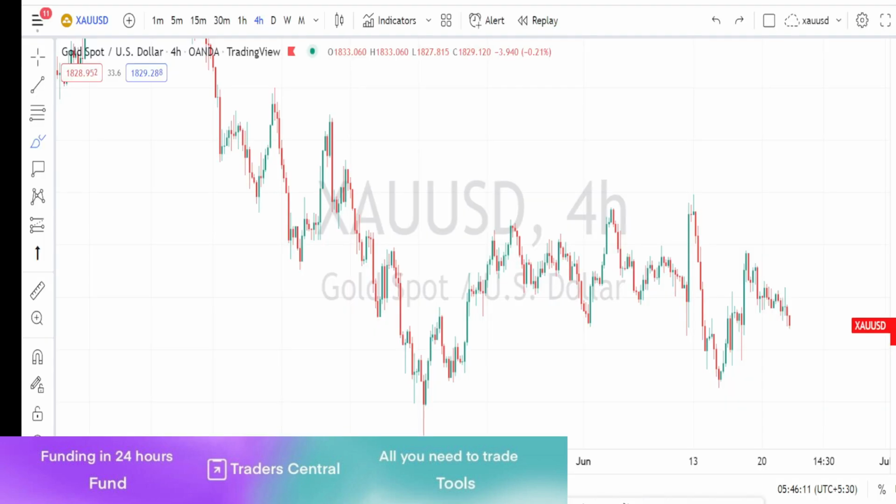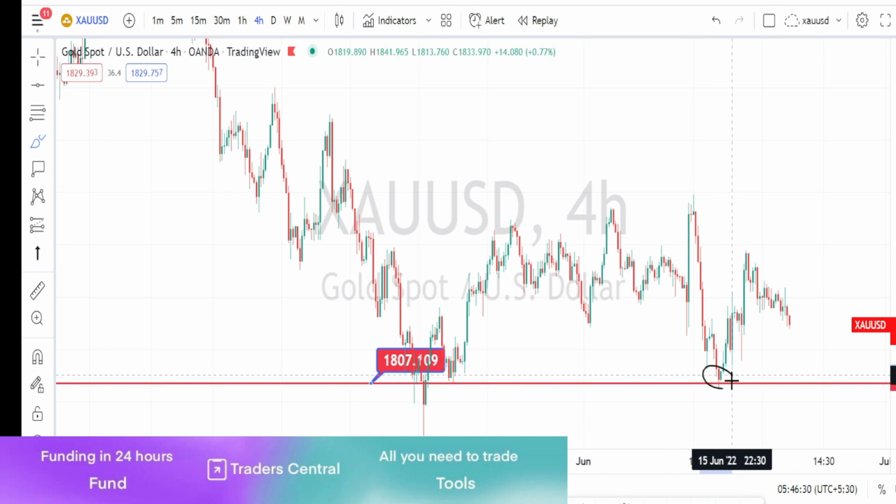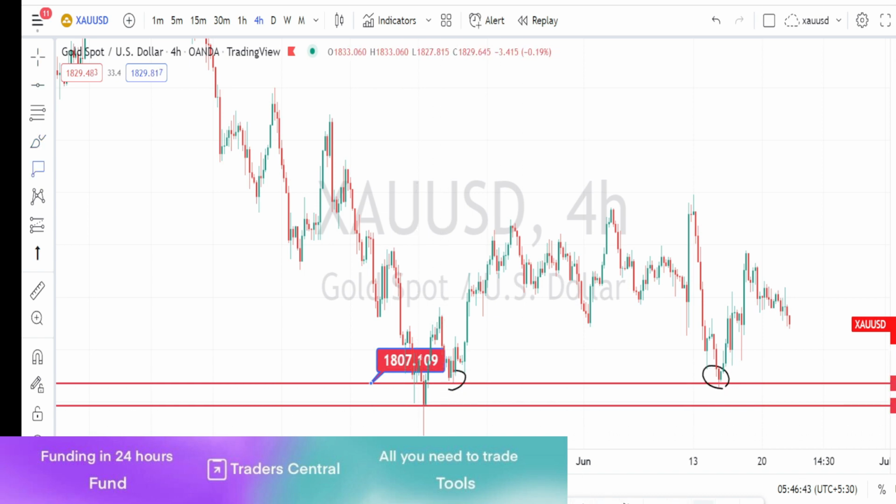When we look at the support level in the 4 hours time frame, we have noticed the price action bounce back from the support level of 1807 several times. So this will be acting as a very strong support level, and we have also noticed the price bounce back from this support level of 1798. So this whole area will be acting as a very strong support level if the price action continues its downtrend.